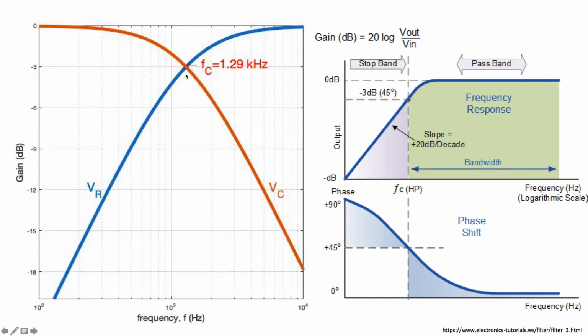In general, the equation to convert from ratio of output to input is 10 log base 10. However, since we are working with phasors, we use the square of V out over V in, which is why a factor of 2 is included in the equation.